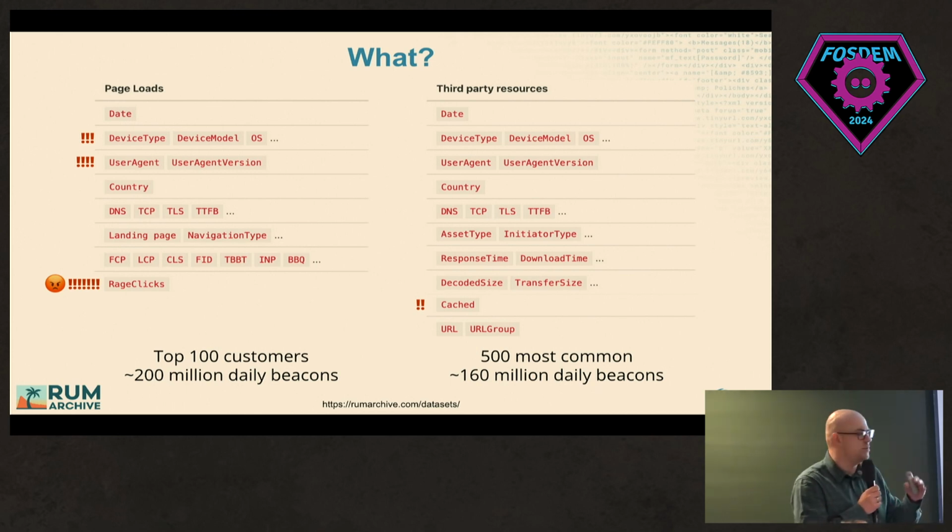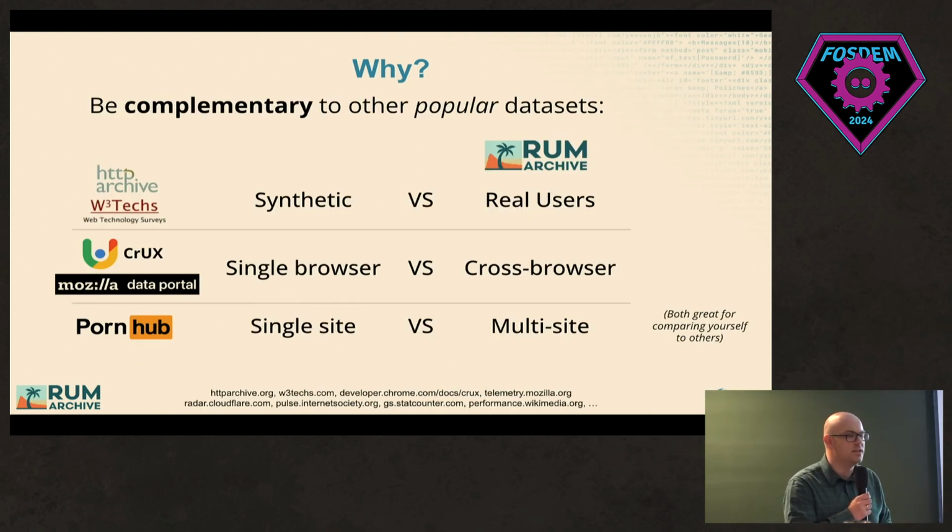Now, you might be thinking, Robin, sounds fine, but don't we already have this from other public data sets, right? And partially, yes, this is true. We are blessed with very good web and web performance data sets, but we still feel that there are some gaps in there, gaps that we hope that the RUM Archive might help fill, especially when it comes to things like cross-browser and real user monitoring data.